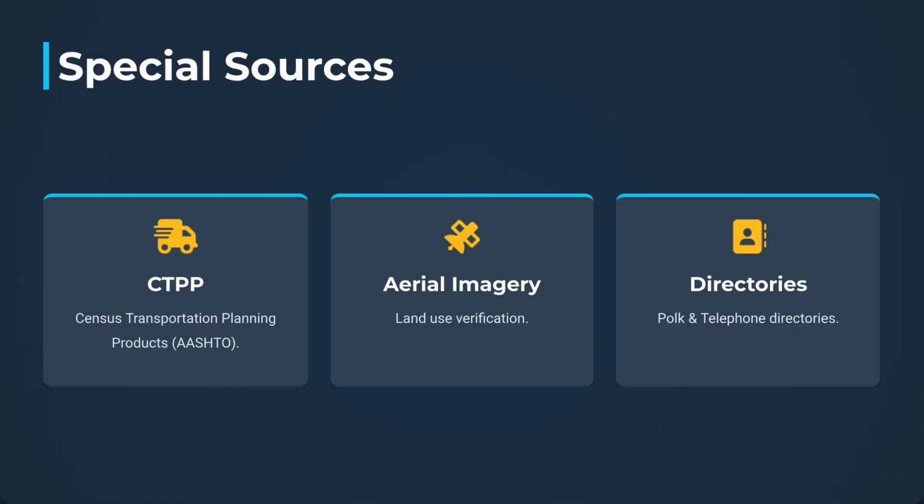Aerial Imagery, Land Use Verification. This is used to visually verify and validate the land use data collected through other means. Planners use aerial photos to confirm the boundaries and actual use of traffic analysis zones, TAZs. For example, distinguishing between residential, commercial, or industrial areas to ensure the correct trip generation rates are applied.